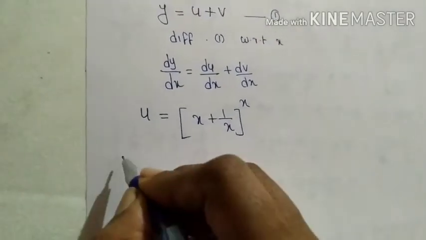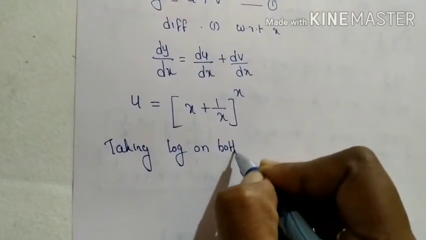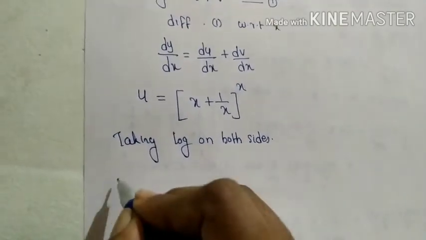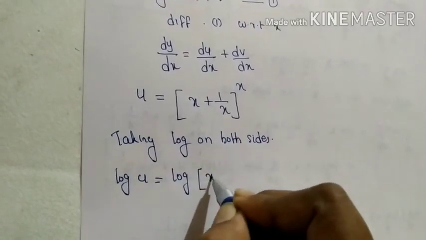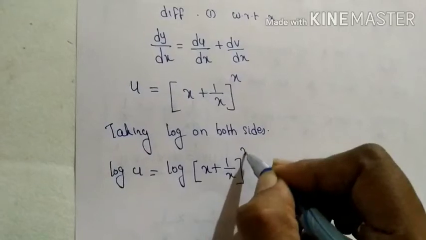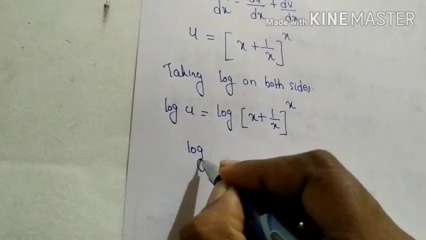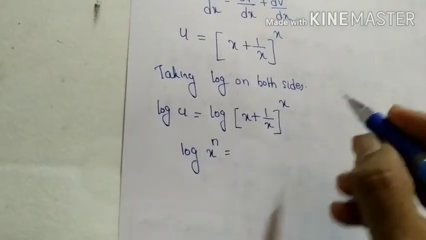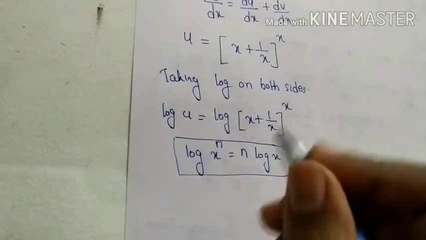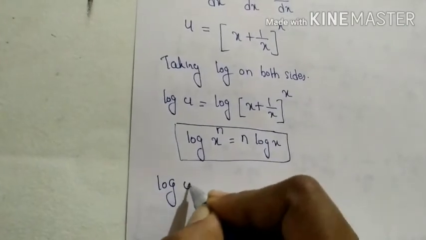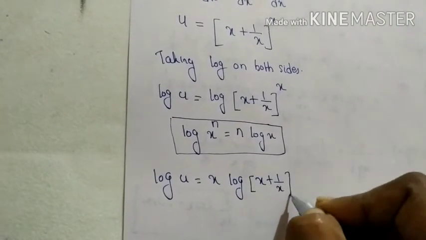Okay, taking log on both sides, we get log u equal to log of (x plus 1 by x) whole raised to x. Here again I'm going to use one of the properties of logarithm. Log x raised to n can also be written as n log x. By applying this property to this term, we get log u equal to x log (x plus 1 by x).